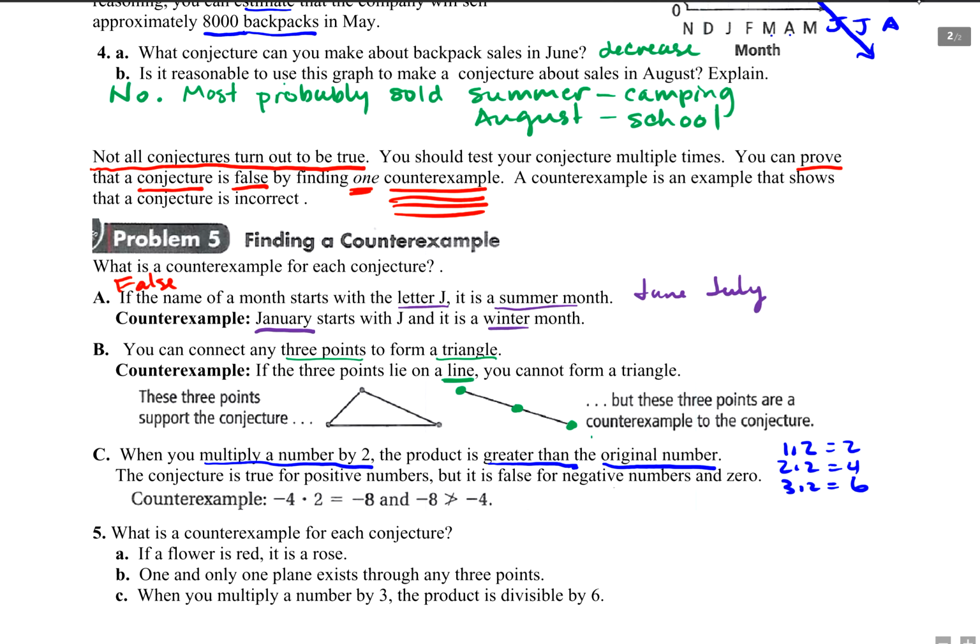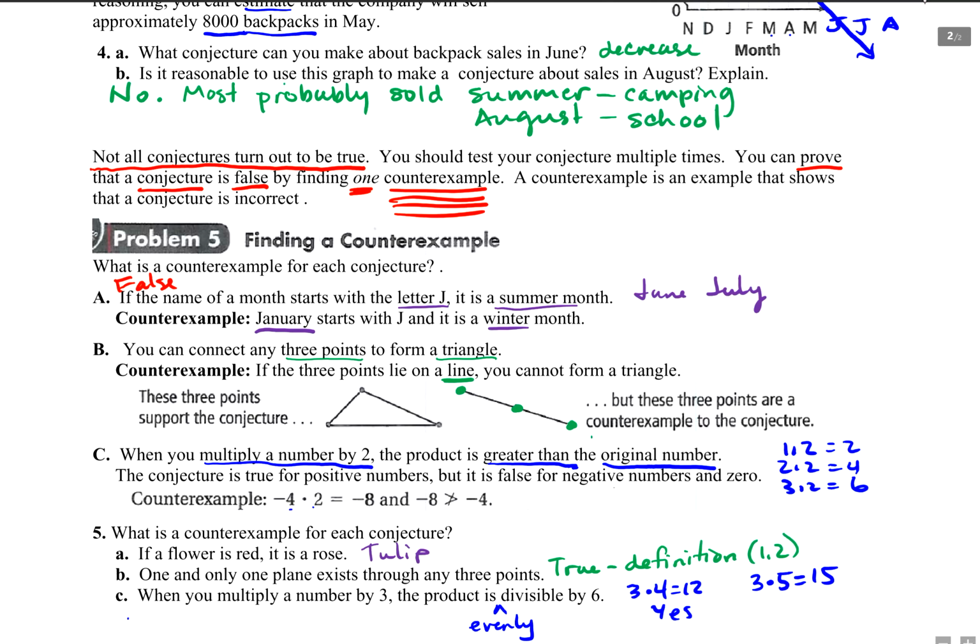Don't forget we have a whole rest of a number line. What if we do -4? -4 times 2 is -8. And -8 is not greater than -4. So we have more than one counterexample. We have the entire negative side of the number line that makes numbers that are less than the original if you multiply by 2. All right, it's your turn. Go ahead and pause the video and do the next few problems.